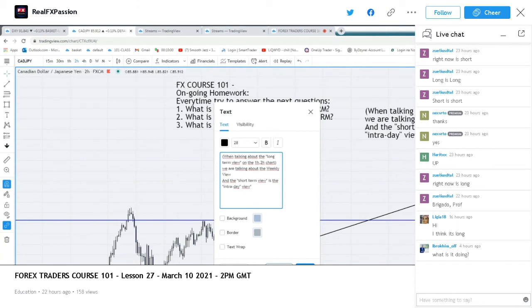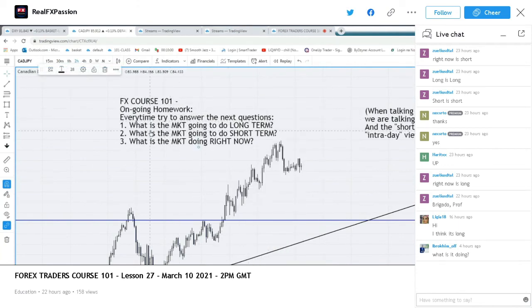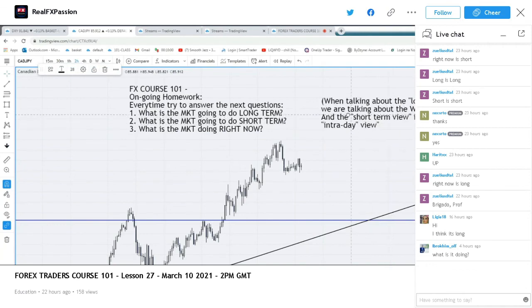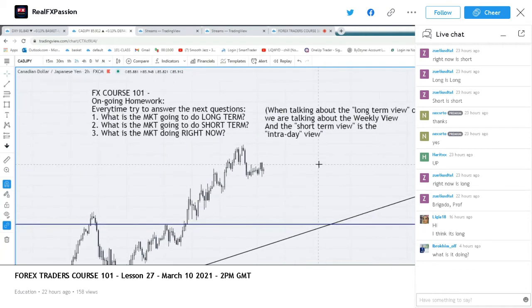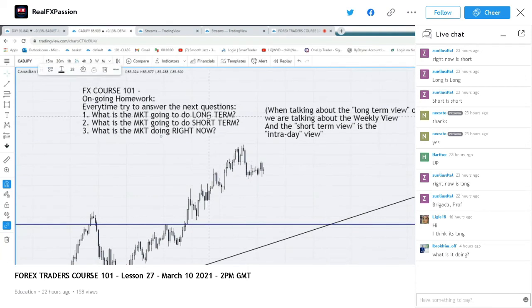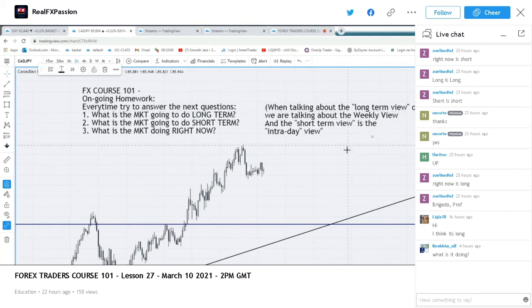Okay, beginner traders, this is how to understand the market. Don't mix apples with bananas, everybody. One more time, there are many ways to learn this. This is just one of them. Every time to answer the question, what is the market going to do long term on the Canada JPY 2-hour chart? When talking about the long-term view on the 1-hour, 2-hour chart, we're talking about the weekly view.